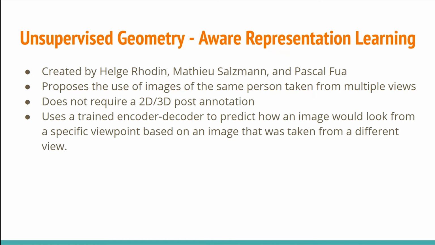Unsupervised geometry-aware representation learning was created by Helge Rhodin, Mathieu Salzmann, and Pascal Fua. This software proposes the use of images of the same person taken from multiple views. It does not require a 2D or 3D pose annotation, and it uses a trained encoder-decoder to predict how an image would look from a specific viewpoint based on an image that was taken from a different view.